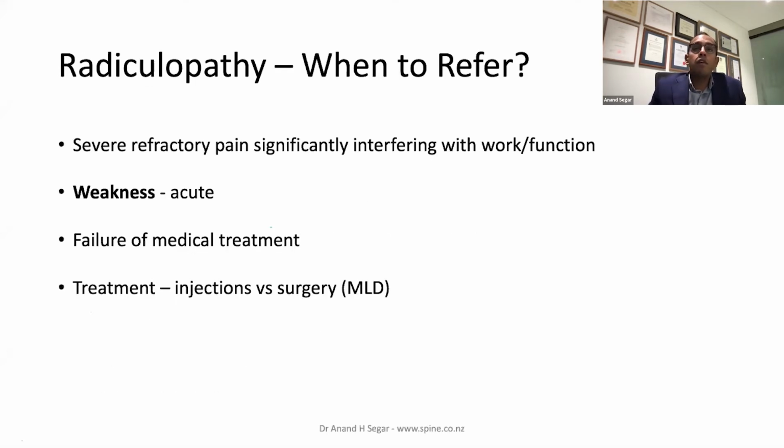And when should you refer? Well, radiculopathy, severe refractory pain, not responding to non-operative measures and interfering with work and function. So generally at 6 weeks, or could be earlier if they're in a lot of pain. Acute weakness, so a foot drop or plantar flexion weakness, failure of medical management. And the management for me is injections or surgery.